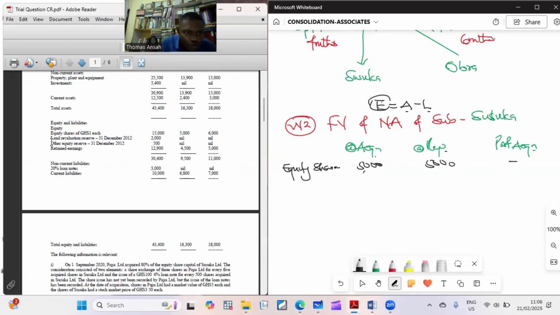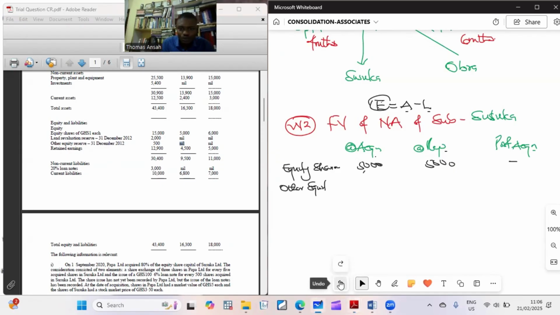Then the next one is what? Equity reserve. So we have other equity reserve. So the other equity reserve, look at it. That one too, there is nothing there, so we shouldn't even go there at all. So we won't do anything there. Okay, there is nothing there for the subsidiary. This working too is mainly for the subsidiary.